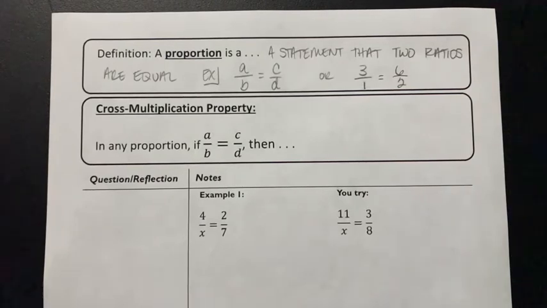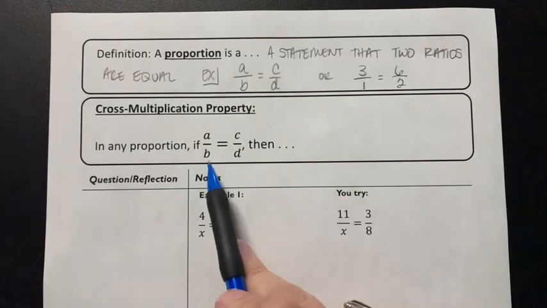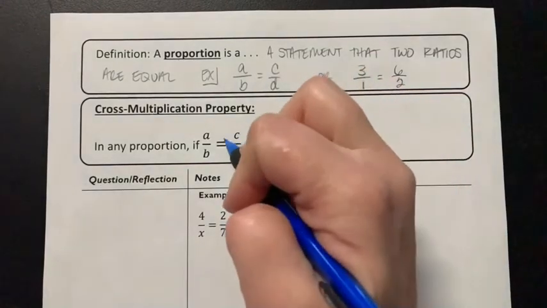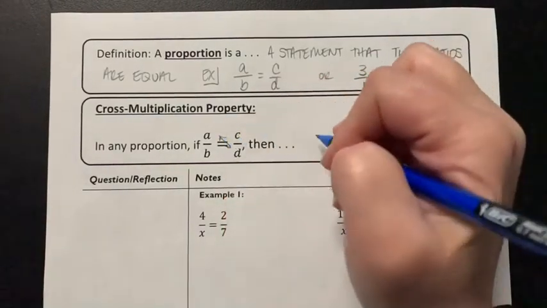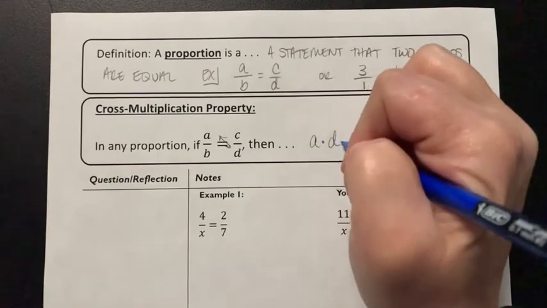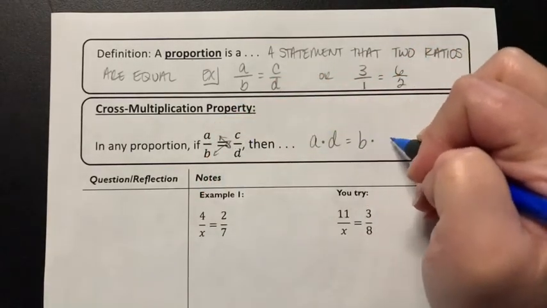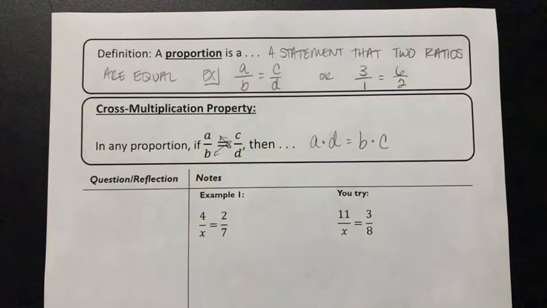So with this, we're going to go way back and pull out the cross multiplication property. In any proportion, if you have A over B equal to C over D, then you can use cross multiplication, right? Then A times D will be equal to B times C. So we're going to take a look at an example, and then you guys will go ahead and give that a try, and we'll find our solutions in just a moment.